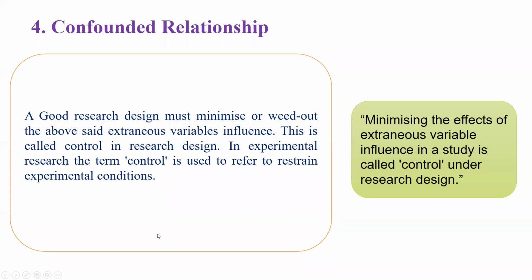Then confounded relationship. Minimizing the effects of extraneous variable influence in your study is called control under research design. That will be given here in the form of confounded relationship. A good research design must minimize or weed out the above said extraneous variable influence. This is called control in research design. In experimental research, the term control is used to refer to restrained experimental conditions.